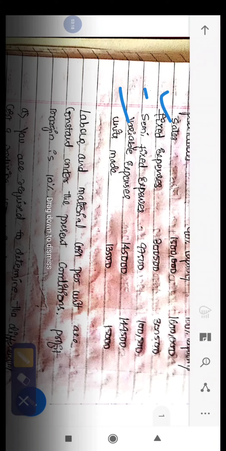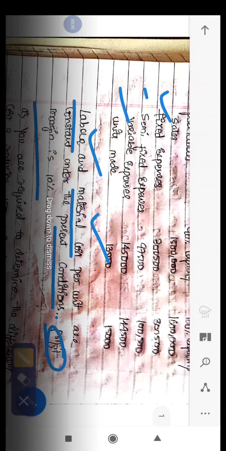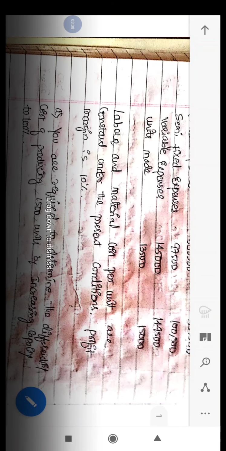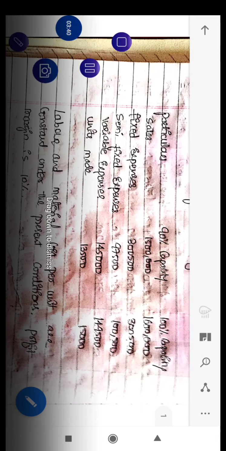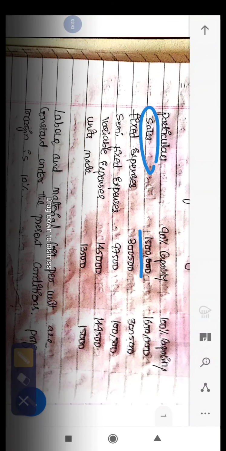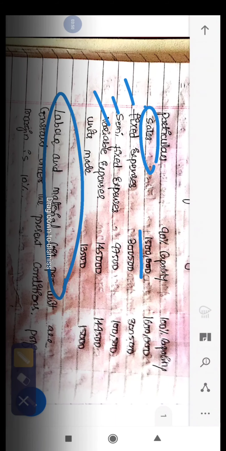Now they are saying that the labor and the material cost per unit are constant under the present condition. So we have to calculate all the labor and the material cost. Next, the information given is that the profit margin is 10%. This profit margin will be calculated as 10% of sales. As they have given sales, if we deduct fixed expenses, semi-variable and variable expenses and profit from sales, we'll get the labor and the material cost.